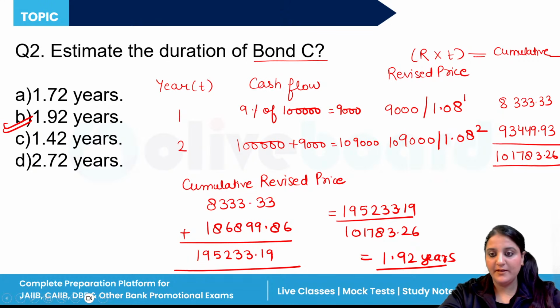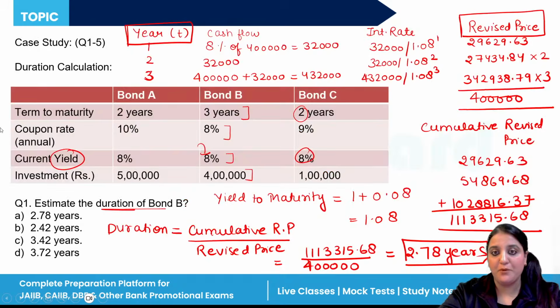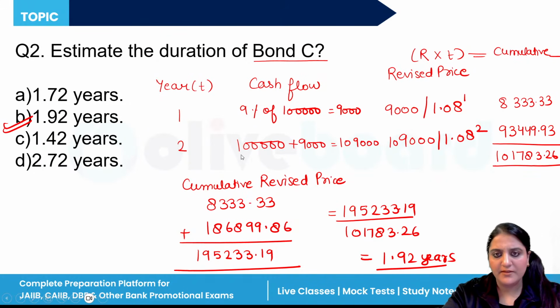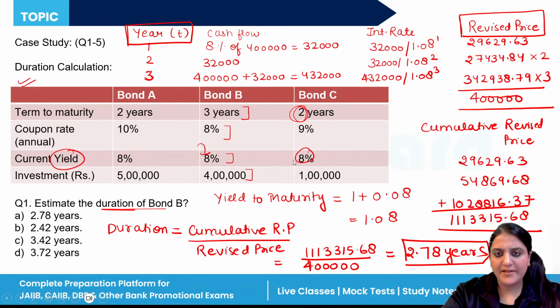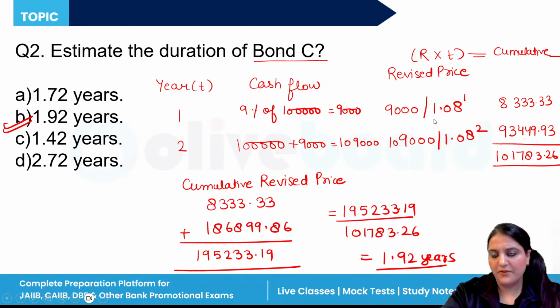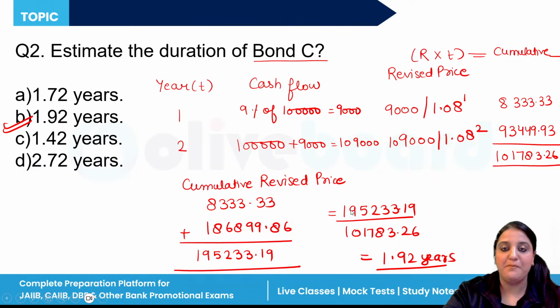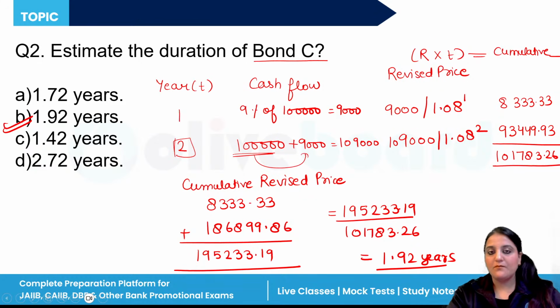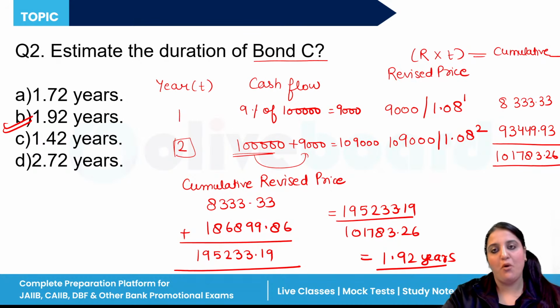I hope that this is clear. If at any point you feel a problem, like in this question or in this question, you can ask. Very simple, we have to keep this in mind. This is 2 years, so that's why we take 2 years here. And here it is 8%, that's why we take 1 plus 0.08, so it's 1.08, with power 1 and power 2. Last year is the maturity year, that's why we add principal plus interest. So this is the calculation of bond C.